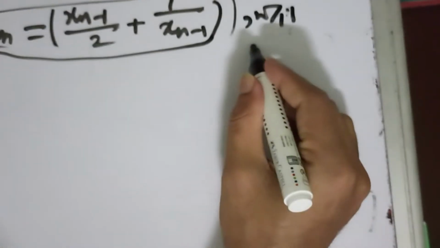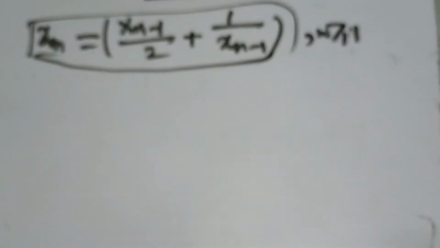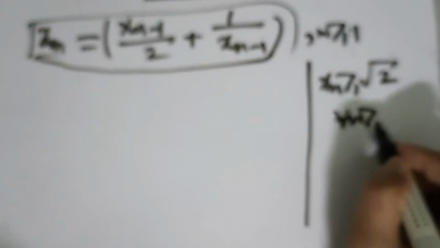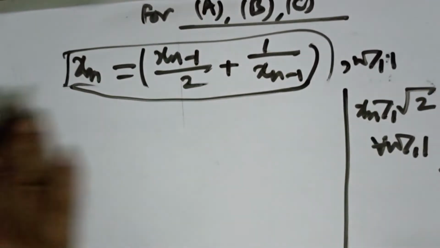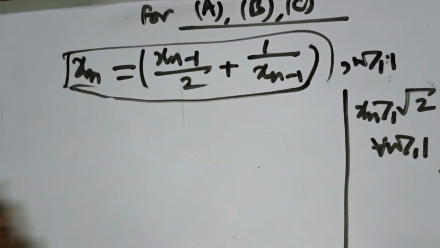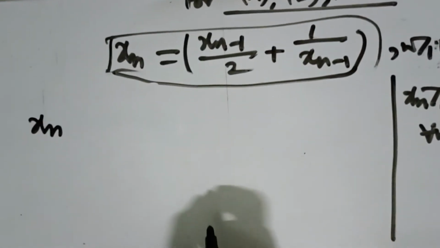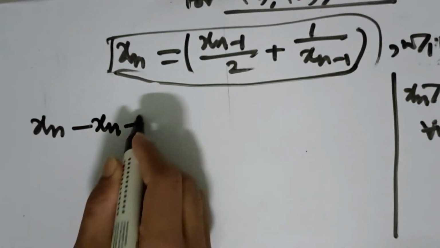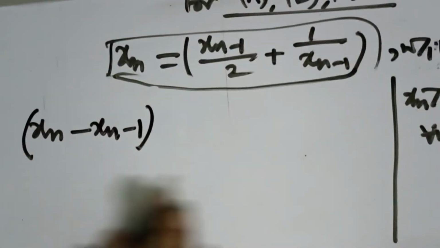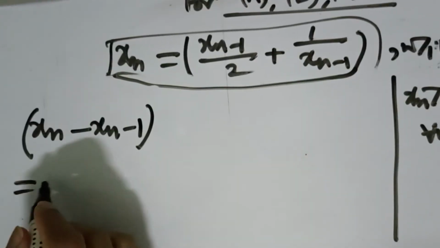What do we get? I'm writing on both sides. Okay, we get xn is greater than root 2. Till now we get this. Now I am proving that the sequence xn is monotone decreasing. So for this I am calculating the difference xn minus xn minus 1. Okay, calculate the difference.